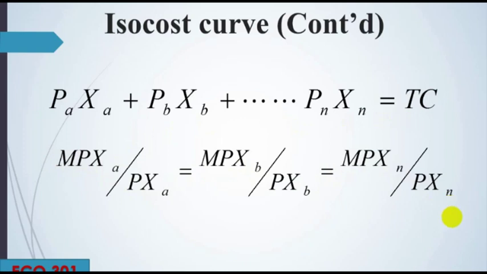Question. Distinguish between isoquant and isocost. Feedback. Isoquant is a curve showing different minimum combinations of two factors of production producing the same level of output, while isocost is a straight line showing different combinations of two factors of production for the same cost.